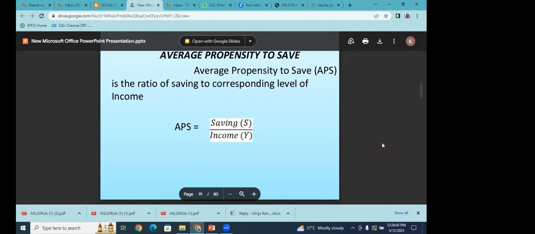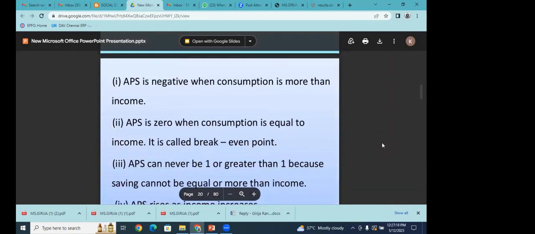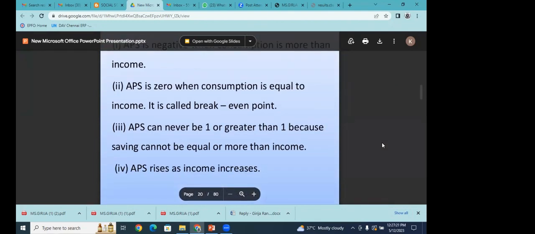APS cannot be 1, sir. Why can it not be 1? We will always consume something. No one will save his entire income. A part of his income he will be consuming. So APS can never be 1 or greater than 1. So put these questions to the children. After that, come to the answers and introduce the main characteristic features of APS to them. Any doubt in APS?